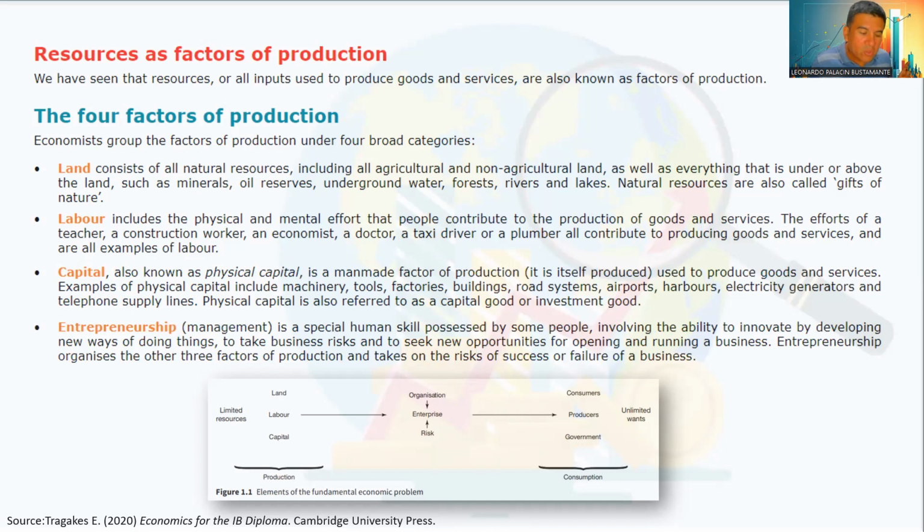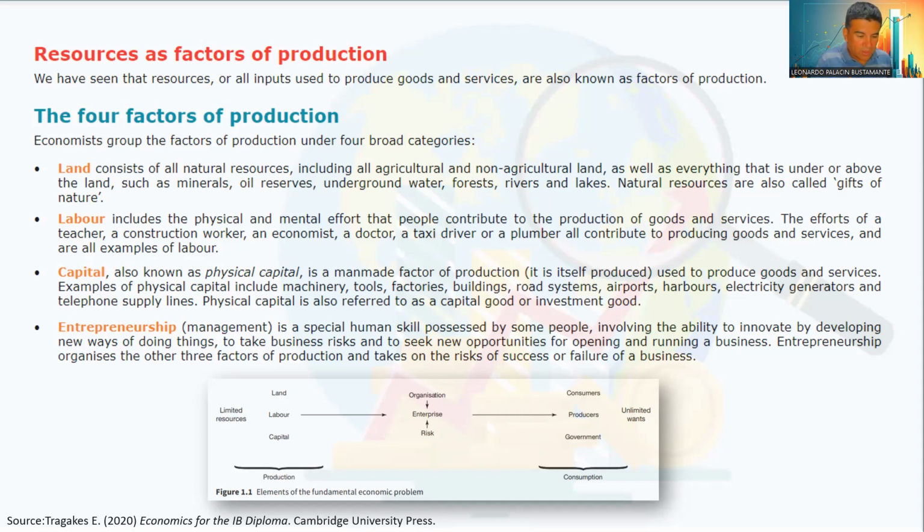Finally, entrepreneurship, or management, is a special human skill that people possess. They have the ability to innovate, to take business risks, to find new opportunities. So these are the 4 very important factors of production.